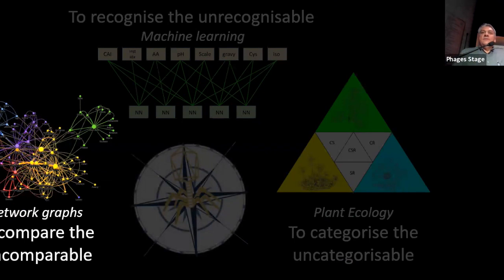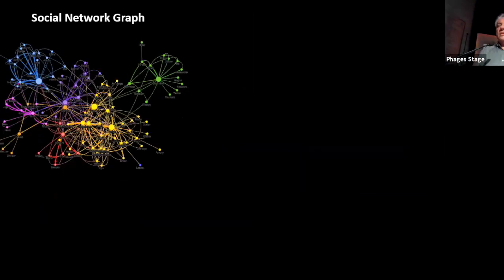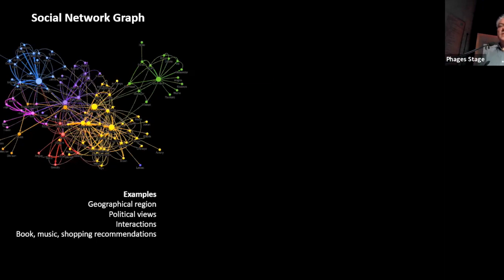We can also use social network graphs to start comparing genomes. Most of you have already encountered social network graphs from Facebook, Twitter, Amazon. If you get book, movie, or music recommendations, they build graphs of all the data from the people and put all the metadata on it, like political view, interactions with others, what they like, geography, and so on. From that, using social network analysis, they can make quite good recommendations of what you want to shop next time or which books.